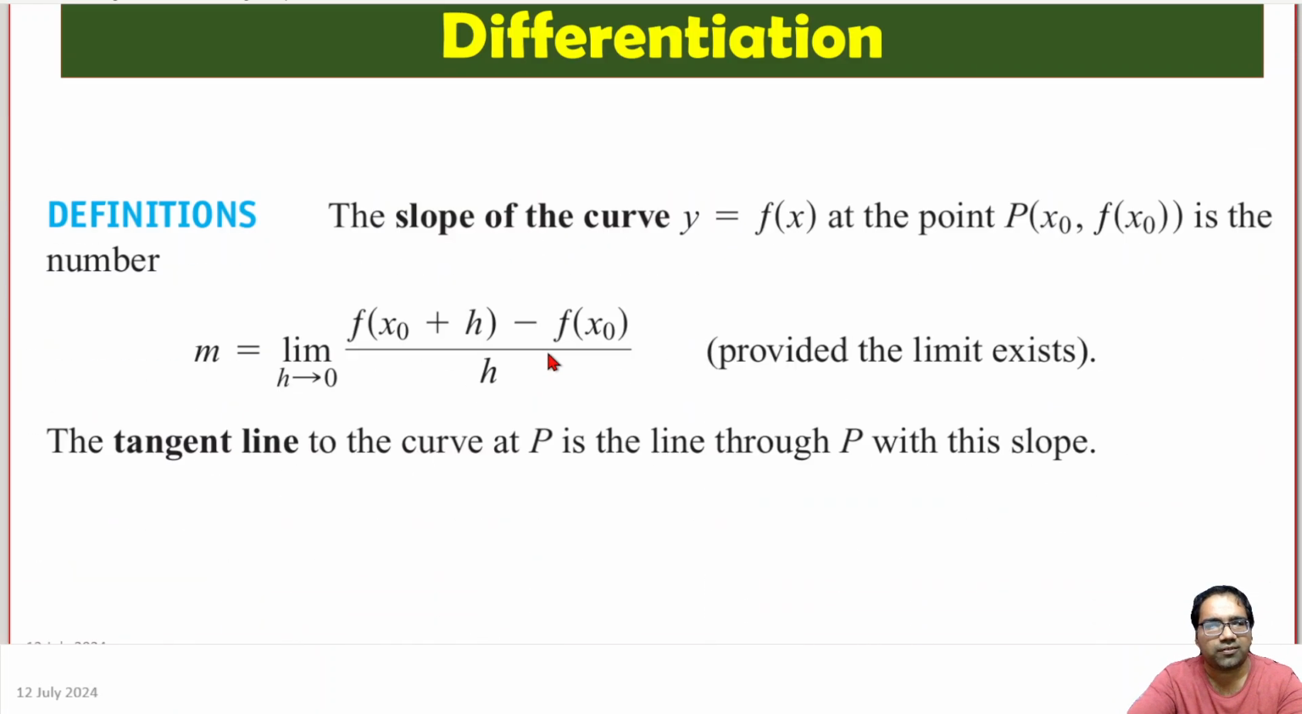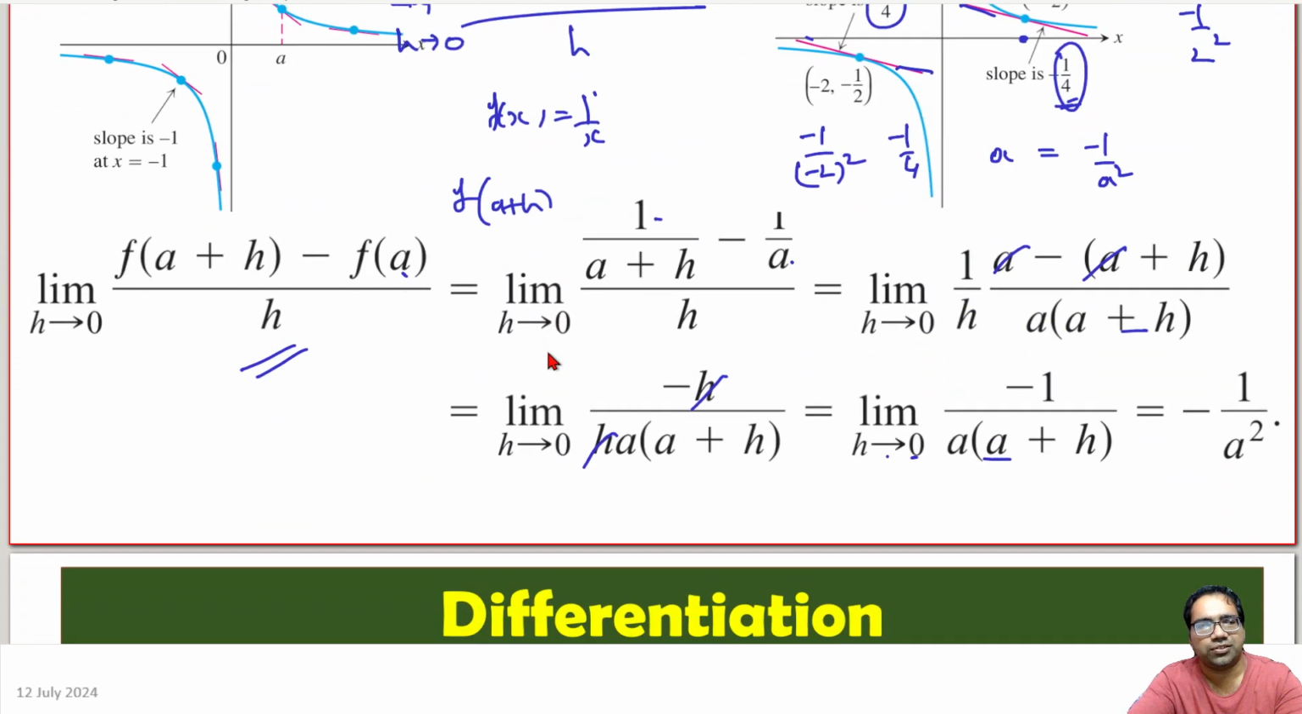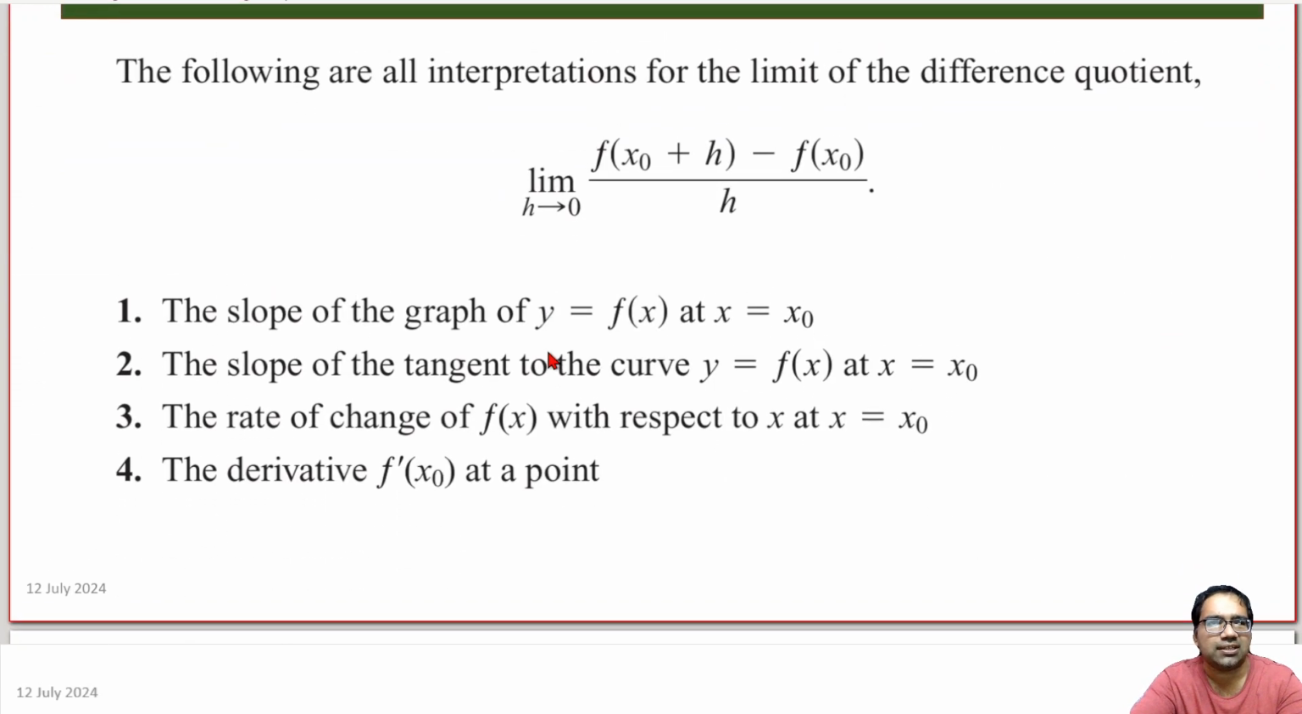So far we have discussed different interpretations of slope. Okay, let us summarize once again. These are all the same. One is the slope of this graph, y equal to f of x at x equal to x naught. Let's take a small h. This point is q, this point is p. Then y2 minus y1 by x2 minus x1, that is the slope. The slope of the tangent to the curve y equal to f of x at x equal to x naught. So this is the curve.